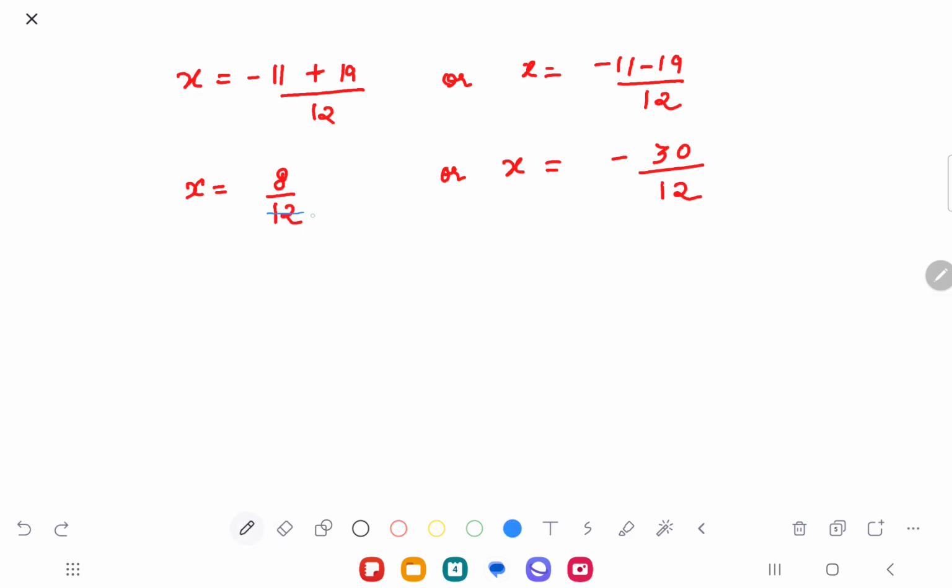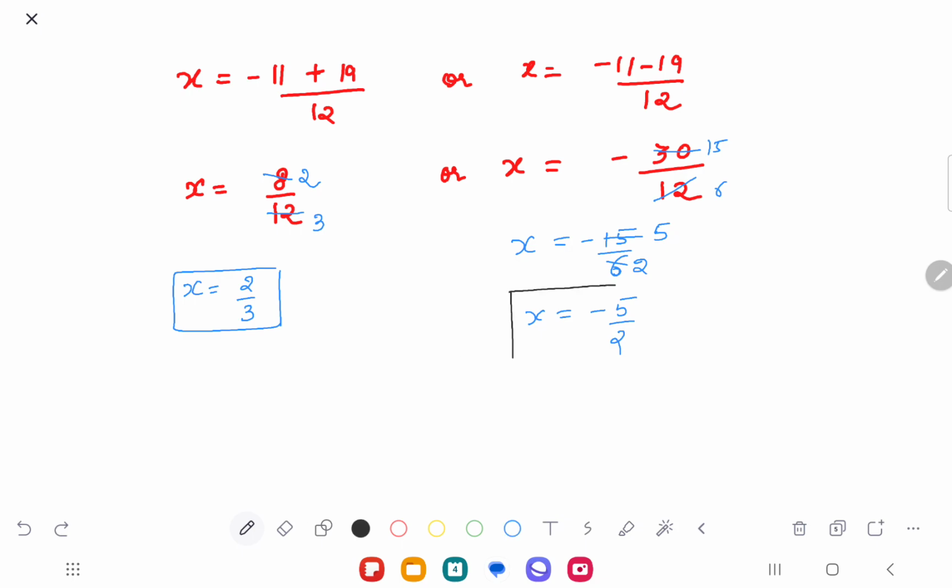You get 2 times 4 and 3 times 4, and 4 times 2. So my x value shall be 2 over 3. And here my x value shall be 2 times 6 and 2 times 15. So my x value shall be minus 15 over 6. Are you understanding my point? And 3 times 2 and 3 times 5. So my value shall be minus 5 over 2. You understand my point?